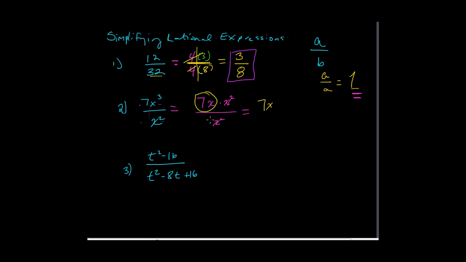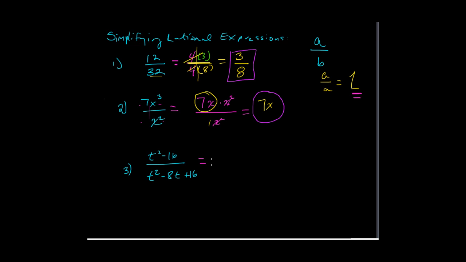7x. We're actually left with that over 1, but we can write it as 7x. And again, we have now simplified our rational expression into its lowest terms. Now let's take a look at the third expression that we have listed here. We have t squared minus 16 over t squared minus 8t plus 16. And these should be pretty easy for us to tackle in terms of factoring.